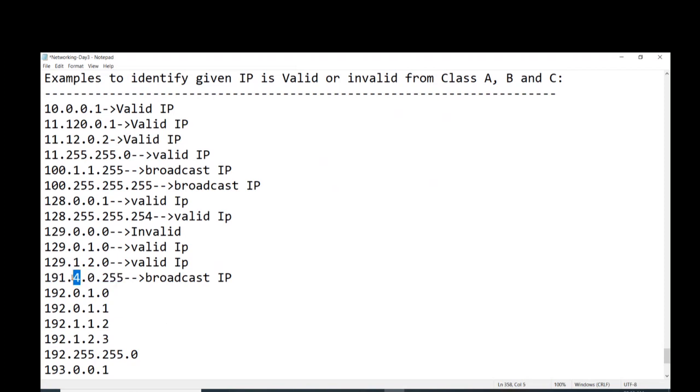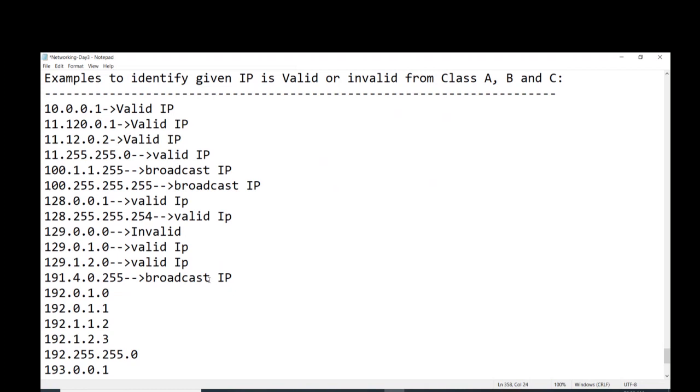191.4 is the network ID, sir. Okay, it's valid. What is the host ID? The host ID here is 0.255, sir. Is it valid? Yes, sir. So then it's a valid IP or broadcast IP? Valid IP. Sorry, sir, broadcast.